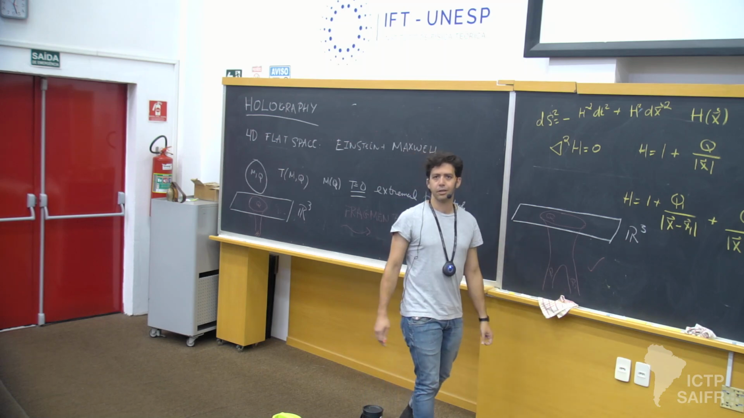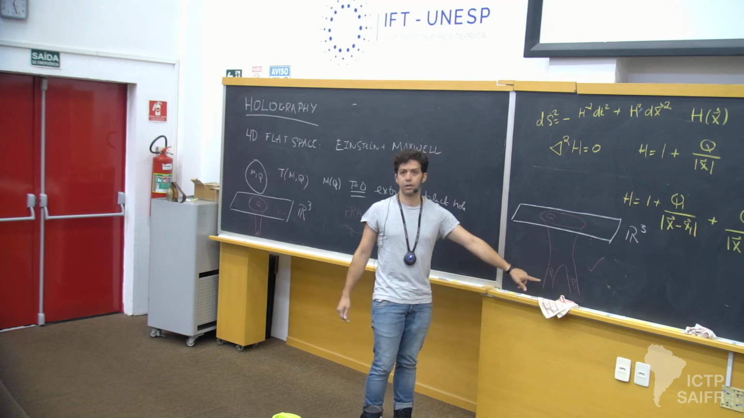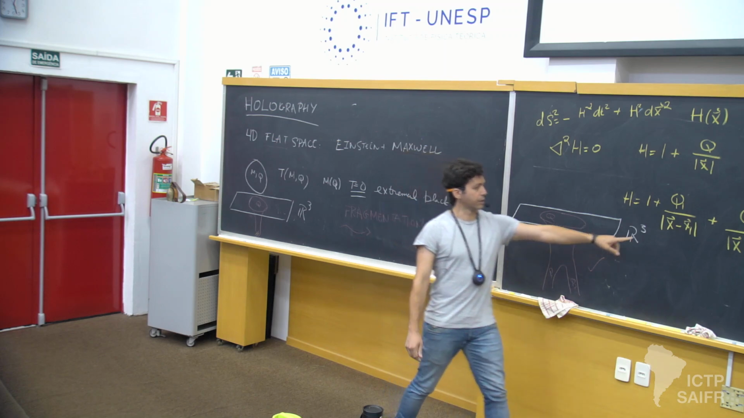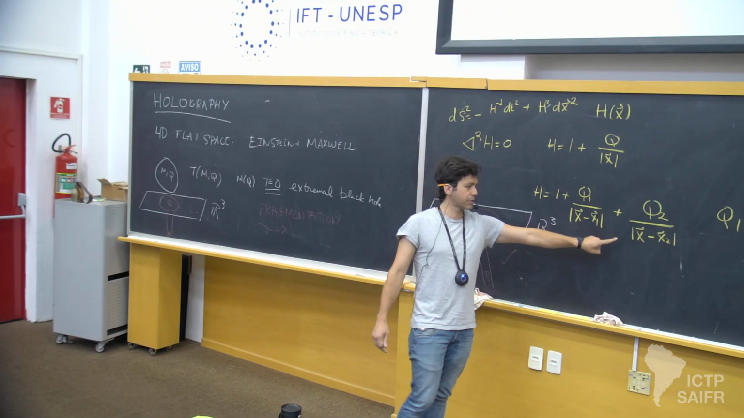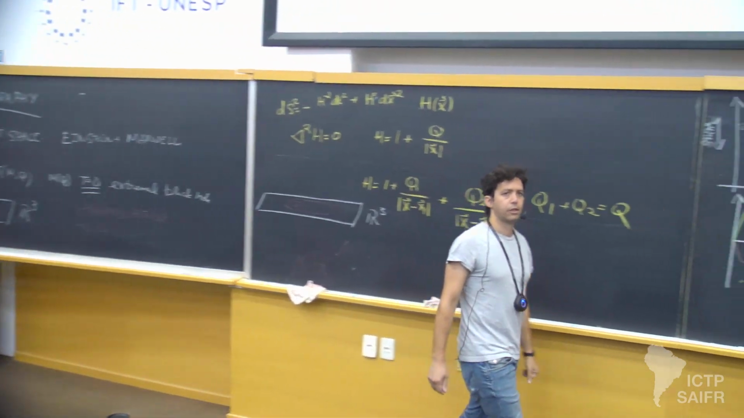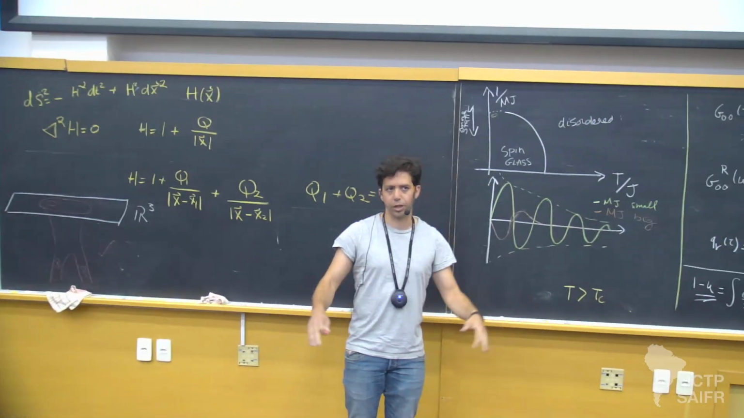There are two black holes in the same region of the space? Well, no, you see, this X1 is the event horizon of black hole 1, and X2 is the event horizon of black hole 2. They're separated.